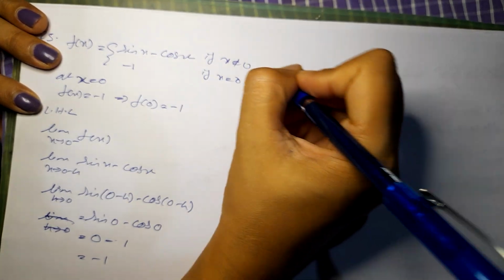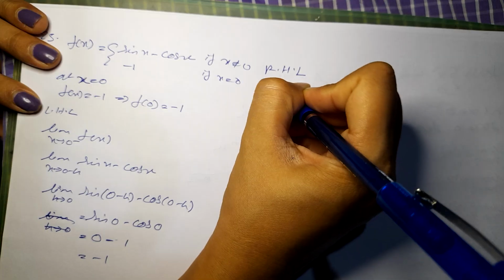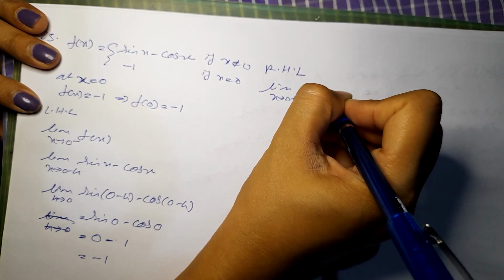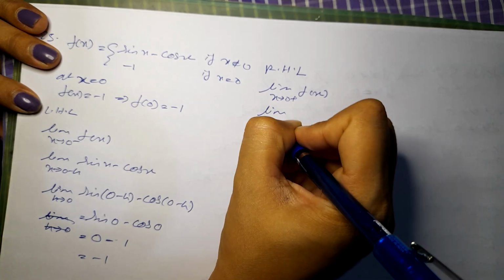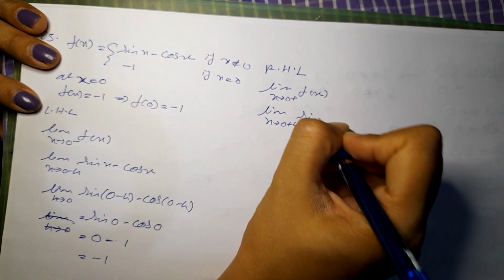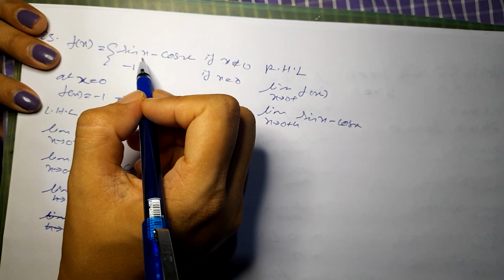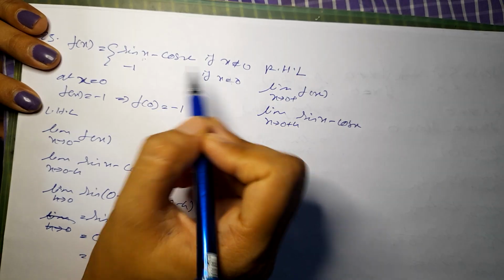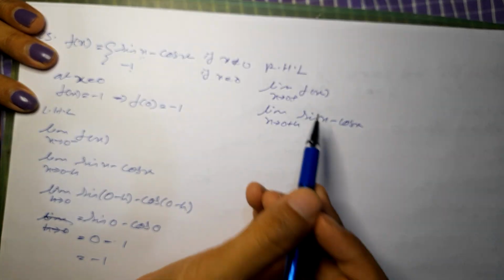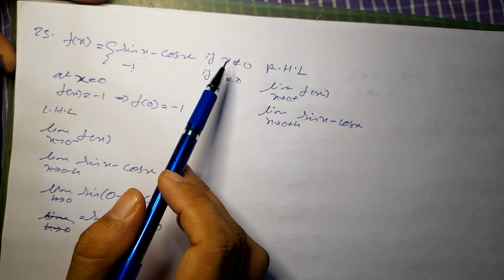Right hand limit, limit x tends to 0 plus f of x. So limit x tends to 0 plus h, f of x will be sin x minus cos x, because whenever x does not equal 0, we have to take this function. When x is equal to 0, this is the function. Whether x is greater than or less than 0, the function would remain the same, because here it is given x does not equal 0.